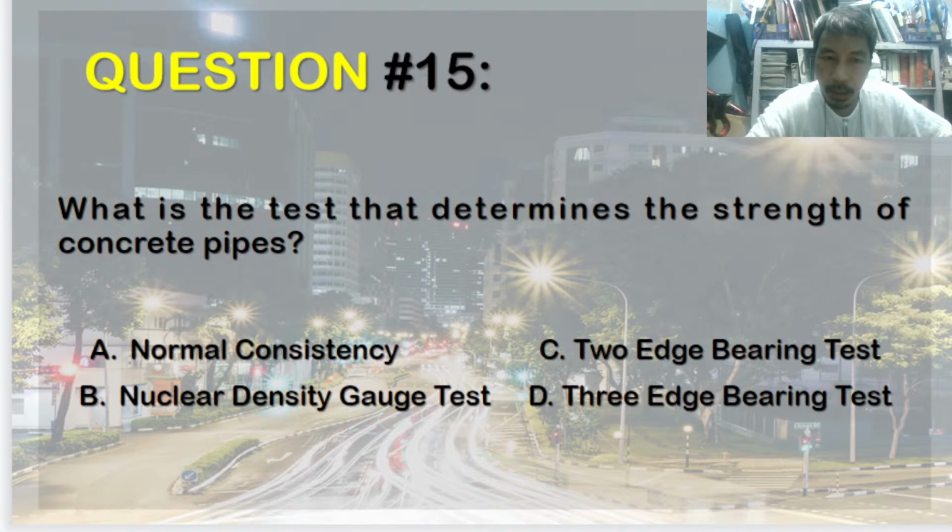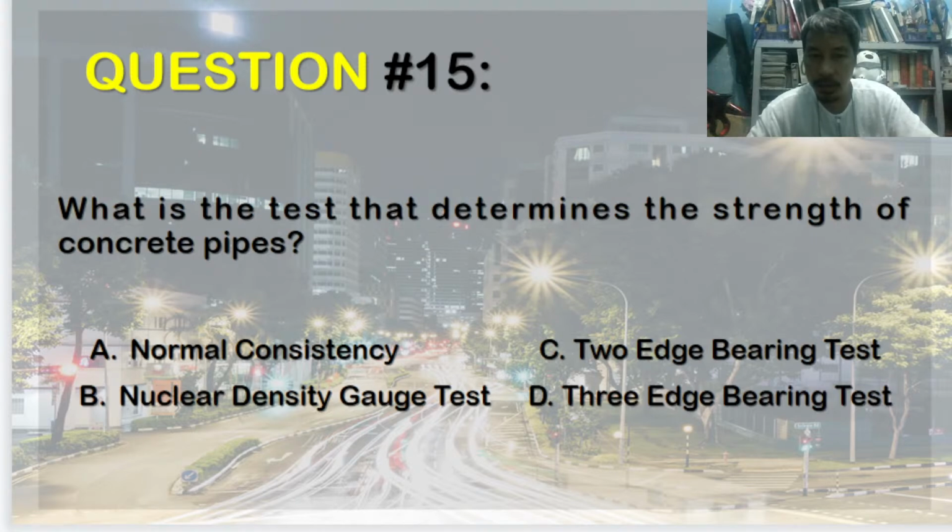So A, normal consistency. B, nuclear density gauge test. Letter C, two-edge bearing test. Letter D, three-edge bearing test. So we already have three questions for the day. What is the test that determines the strength of concrete pipes? A, normal consistency. B, nuclear density gauge test. C, two-edge bearing test. D, three-edge bearing test.